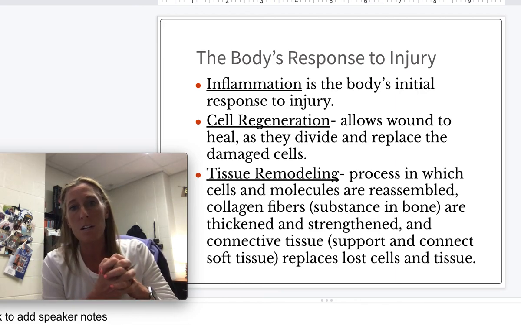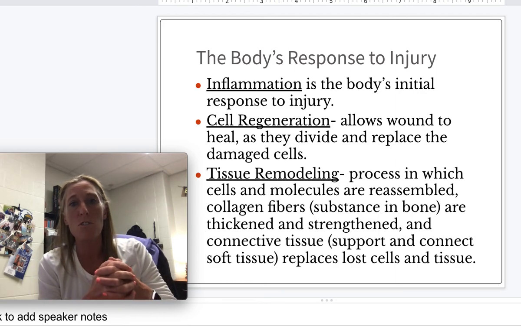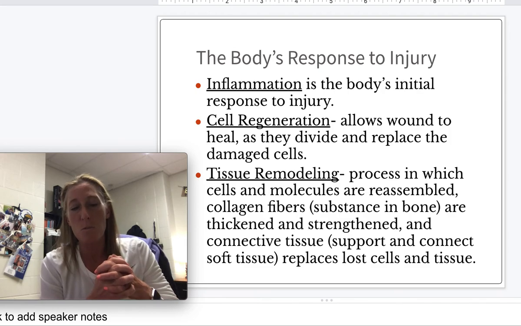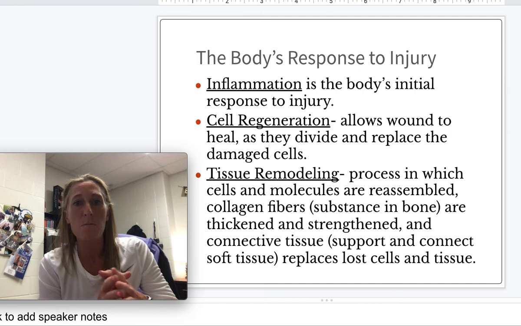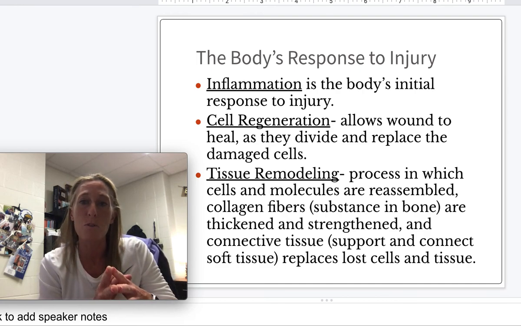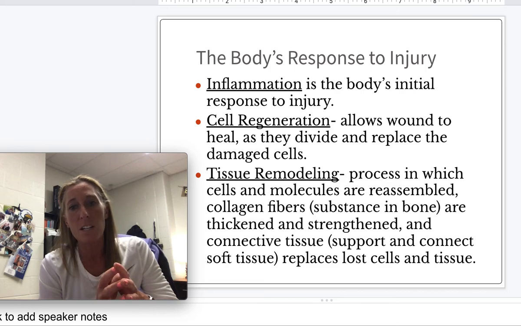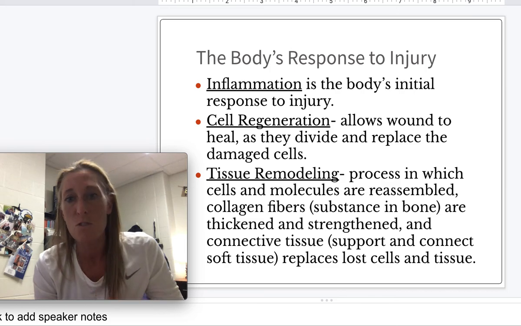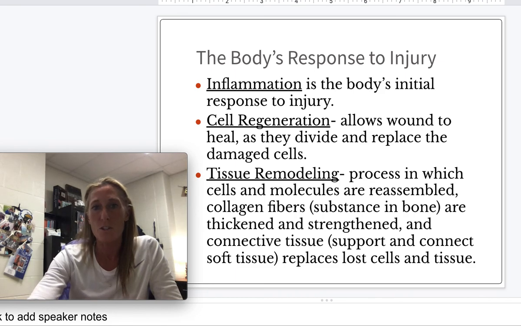The second is cell regeneration, which allows the wound to heal as they divide and replace the damaged cells. And the third is tissue remodeling. This is a point at which the cells and molecules are reassembled. Collagen fibers or substance, as in bone, are thickened and strengthened, and connective tissue, which support our connective soft tissue, replaces lost cells and tissue.